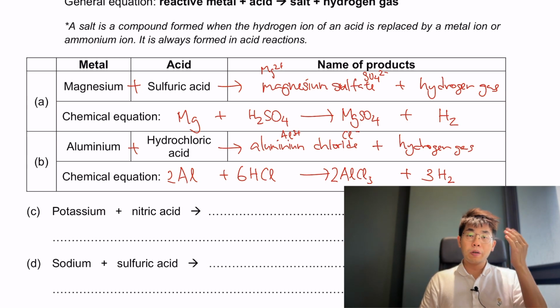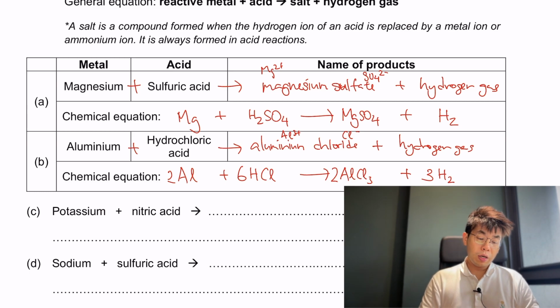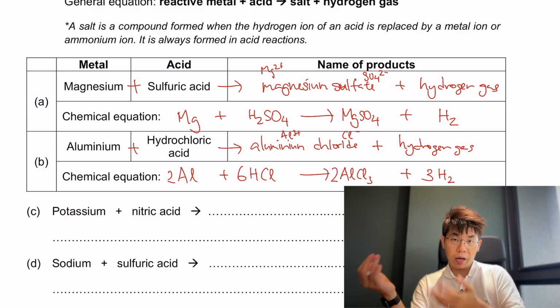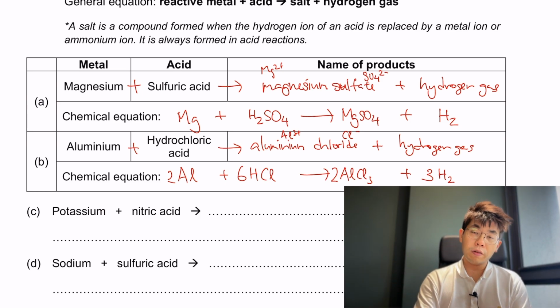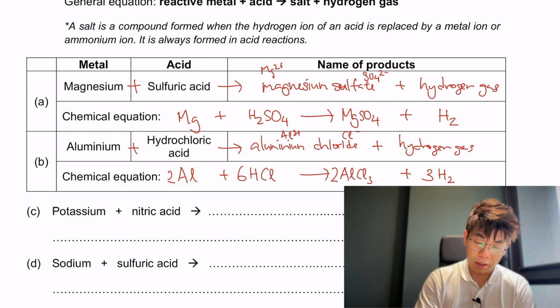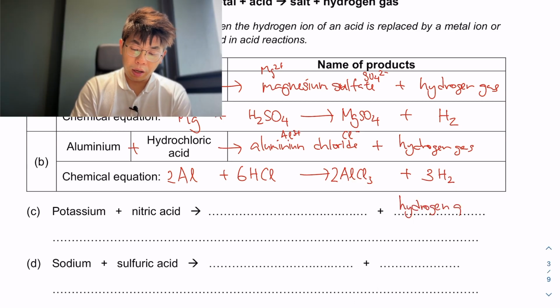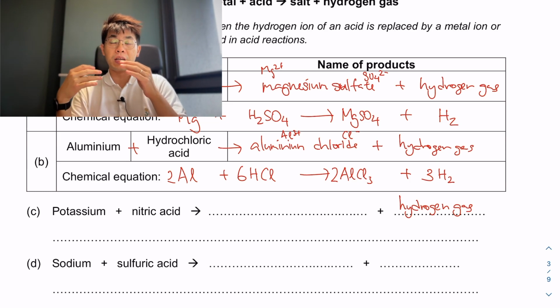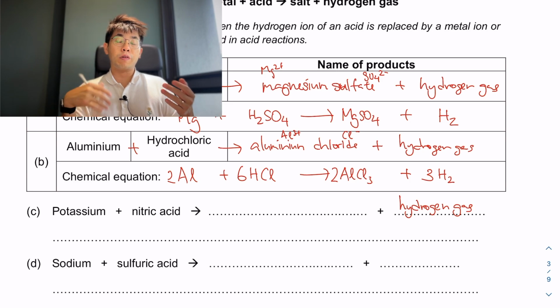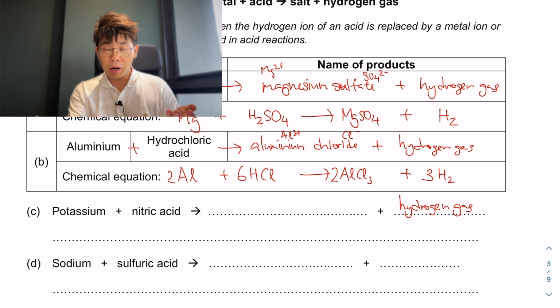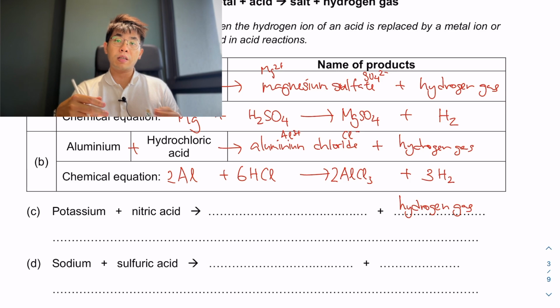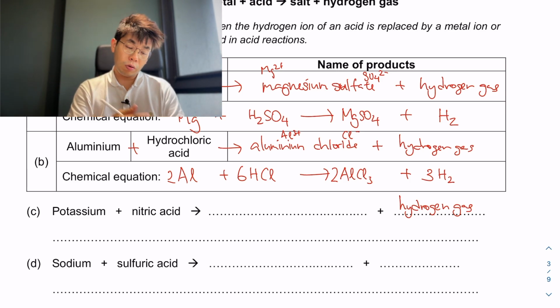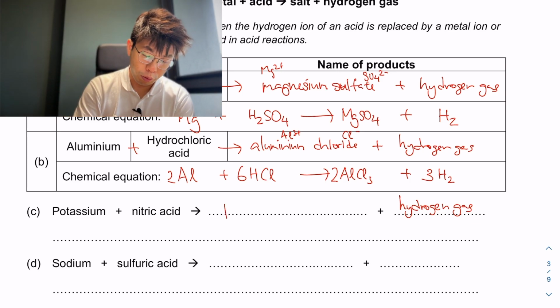Now the next one, we have potassium plus nitric acid. Again, this is a metal, potassium, and nitric acid is an acid. So metal plus acid gives me a salt and hydrogen gas. Anything that reacts with nitric acid will form a nitrate. So magnesium with nitric acid gives magnesium nitrate, iron with nitric acid gives iron nitrate. So over here I've got potassium, so I'll get potassium nitrate.